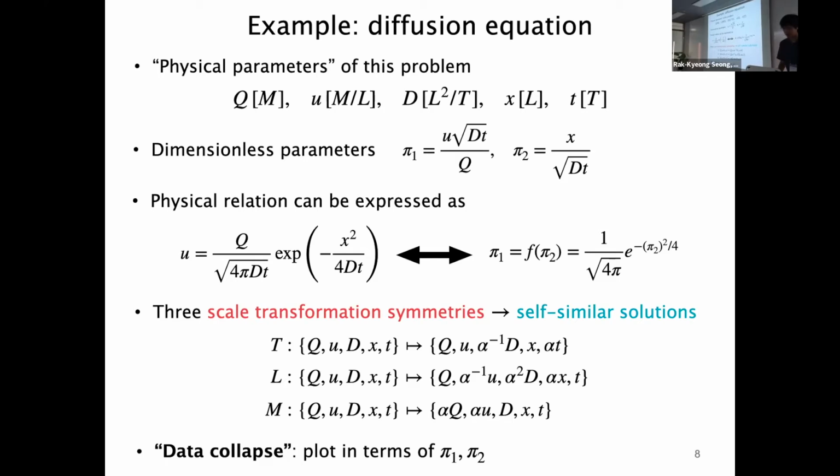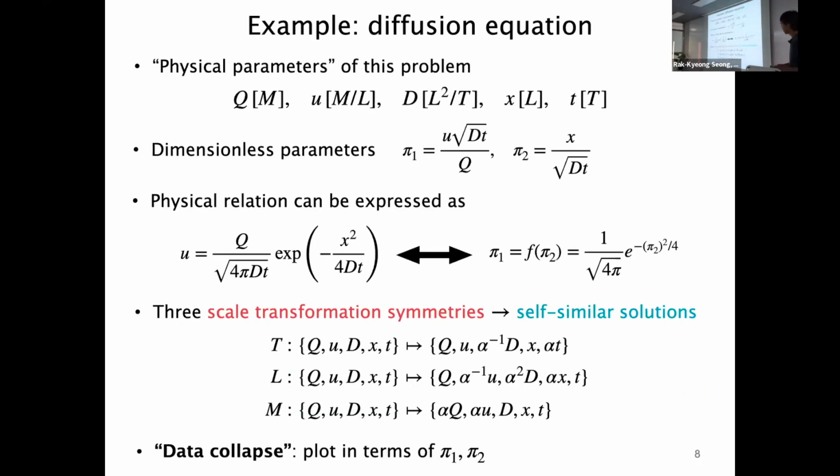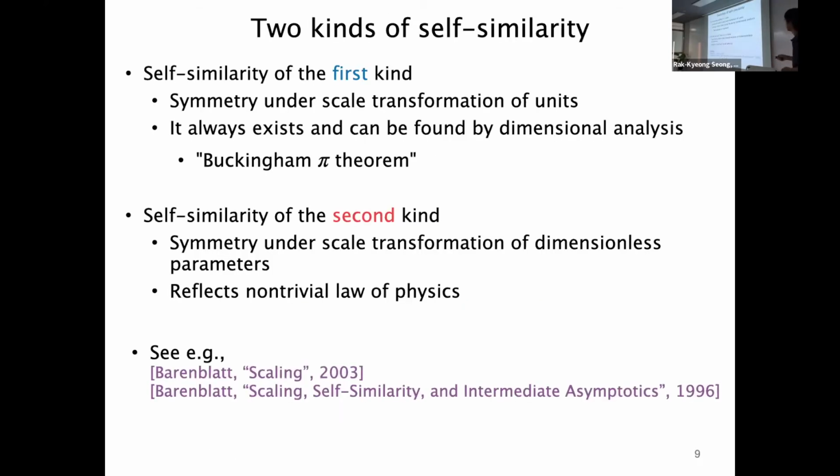So this is one example of self-similarity or data collapse, but it is a rather trivial example of self-similarity. This type of self-similarity, given by the scale transformation according to the units of those quantities, is called the self-similarity of the first kind, and it always exists in any physical system, and they can be identified by performing the dimensional analysis. And the fact that it always exists is ensured by the so-called Buckingham pi theorem.